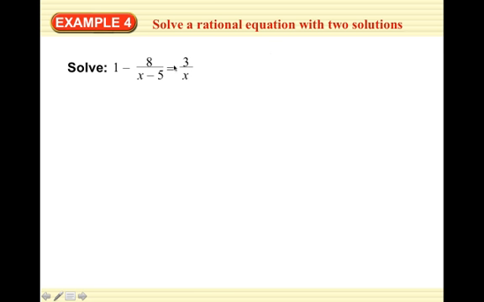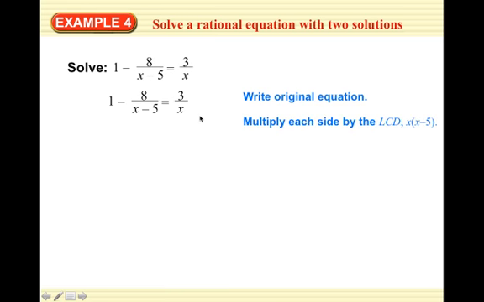Again, we can't cross multiply because we have a subtraction over here on the left-hand side. We don't just have a rational expression equals another rational expression. So we're going to have to use the least common denominator method. So our least common denominator here, there is an understood denominator of 1 under the 1. And then we have x minus 5 and we have x. So our least common denominator is going to be x times x minus 5.